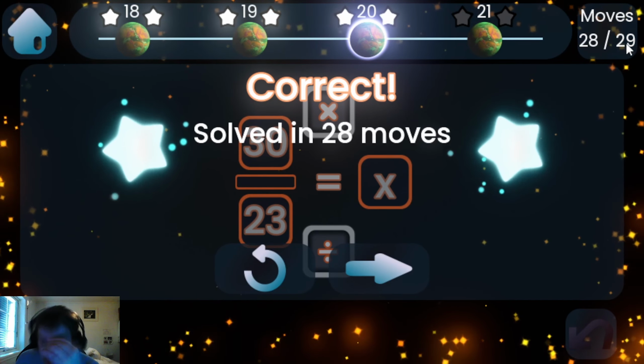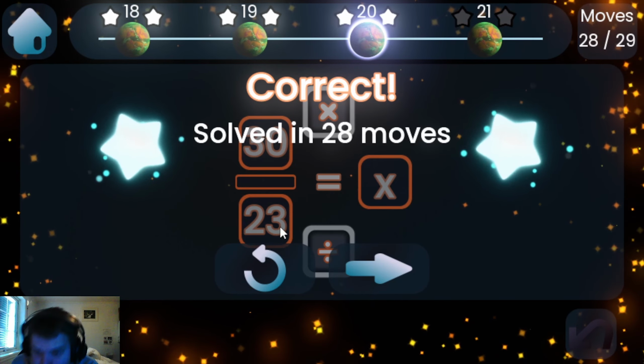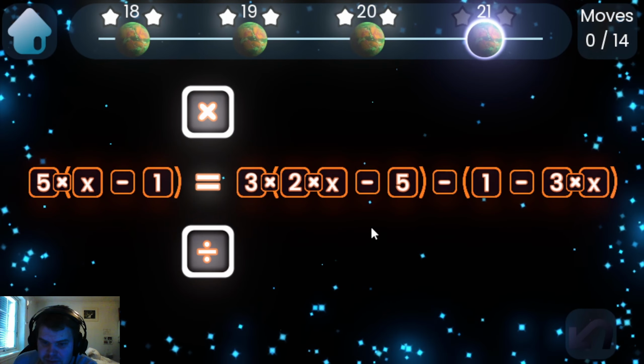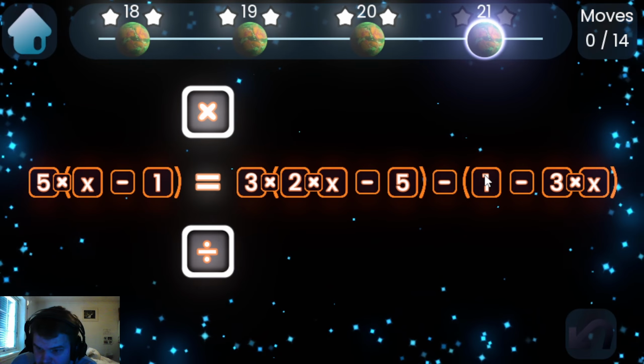Oh crap. 28 out of 29. Okay, I did beat it, but just barely. Oh, yeah, I guess 30 over 23 can't simplify. All right. Whew. Last one. All right, that's a big one. Only 14 moves. Okay, maybe not so bad.